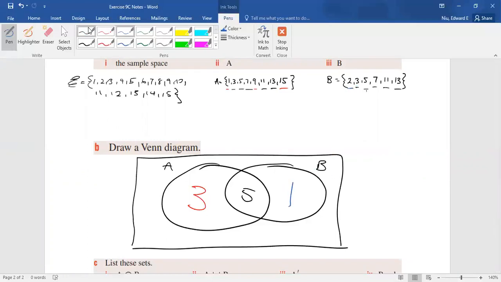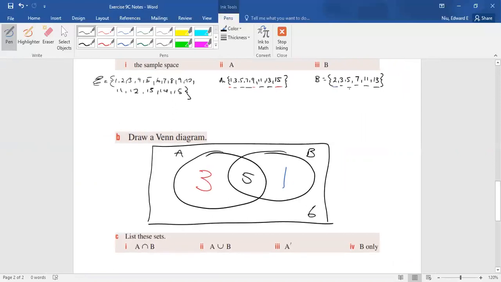And what we do here is we add up 3 plus 5 plus 1. So 3 plus 5 gets us 8. 8 plus 1 gets us 9. We had 15 numbers in total, so that means 6 numbers are not in set A or B. Hopefully that makes sense. And we've constructed our Venn diagram.